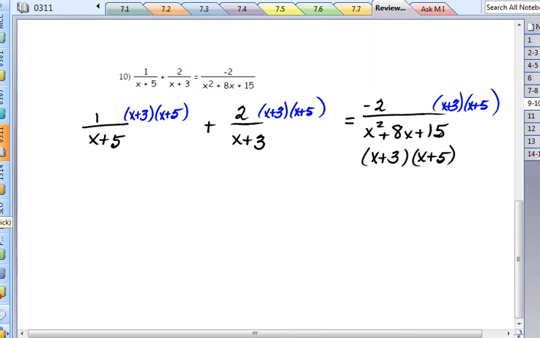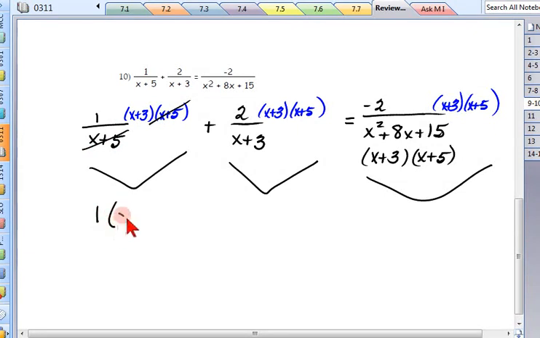And that takes a little while to write that. First term, the x plus 5's divide out, and although I know you wouldn't really write this, it's 1 times x plus 3. I know that you don't need to write that 1. I'm just putting it there because if it had been a different number, you would need to have written it down. Plus, the x plus 3's divide out, and I have 2 times x plus 5.